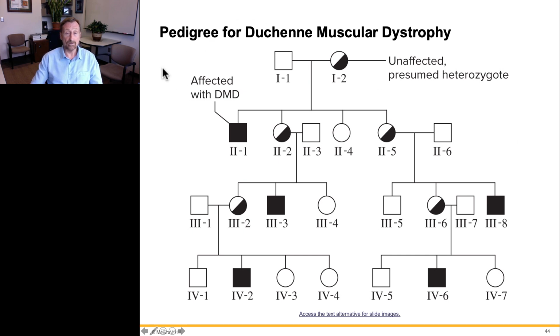This is a pedigree for a human disorder called Duchenne muscular dystrophy. This is showing genotypes. Half-filled symbols are presumed heterozygotes, so those would be females. And if you look around the pedigree, all of the affected individuals, which have completely filled in symbols, are squares, so they're all males. And all of these affected males have a mother who's a presumed heterozygote.